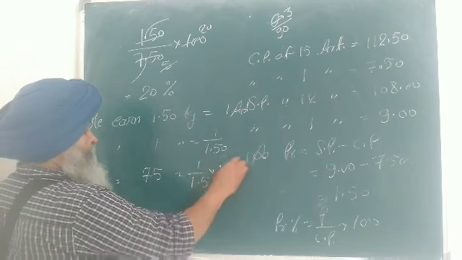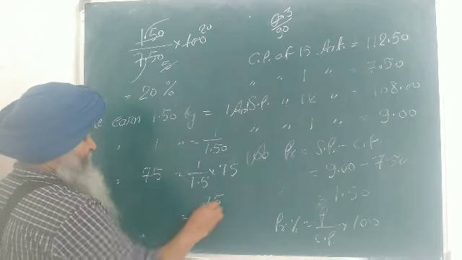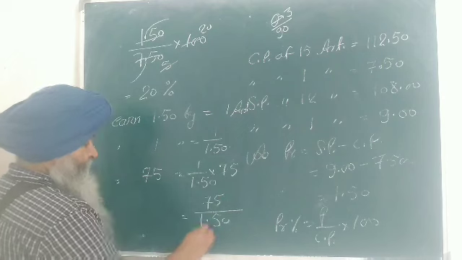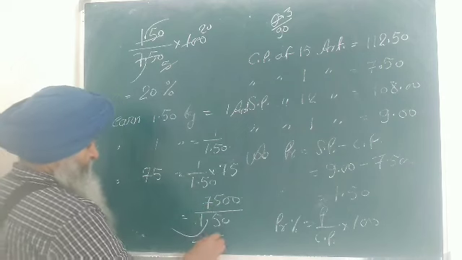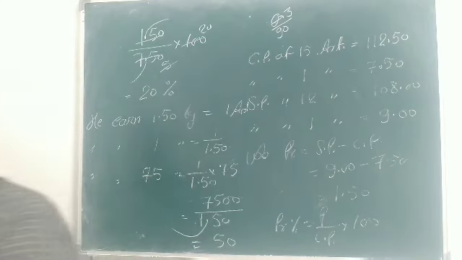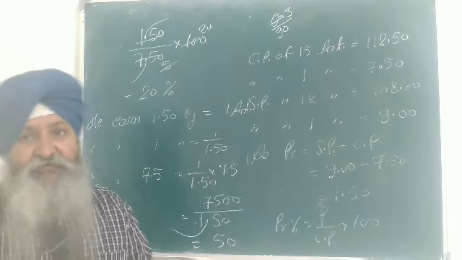1.50 into 75. Okay, so that is 75 upon 1.50. Now remove the decimal, putting 2 zeros. Now it is 50. Okay, so he has to sell 50 articles to receive a profit of rupees 75.